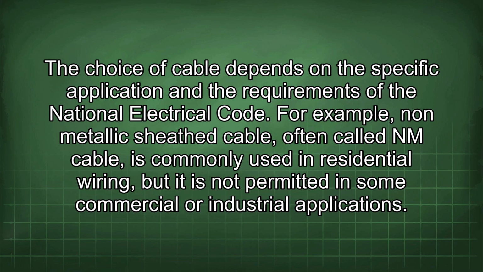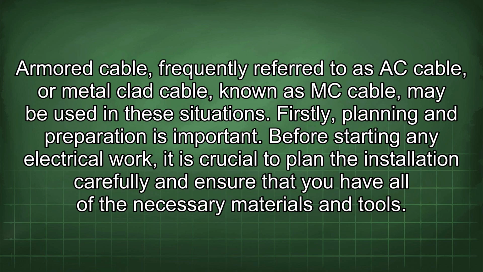The choice of cable depends on the specific application and the requirements of the National Electrical Code. For example, non-metallic sheath cable, often called NM cable, is commonly used in residential wiring, but it is not permitted in some commercial or industrial applications. Armored cable, frequently referred to as AC cable, or metal-clad cable, known as MC cable, may be used in these situations. Firstly, planning and preparation is important.